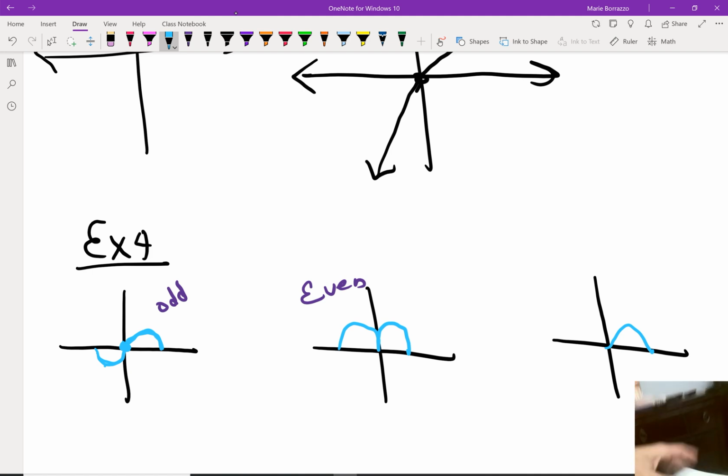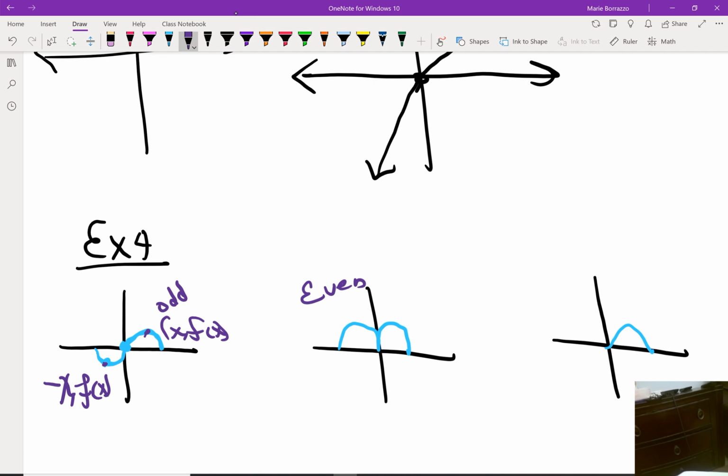What I want you to notice here is that over here on this point, let me use a purple marker. If I have negative x, this is equivalent to the value of negative of f of x. And if I look at this part of the graph, I have positive x and f of x. That's one of the ways you know it's odd.